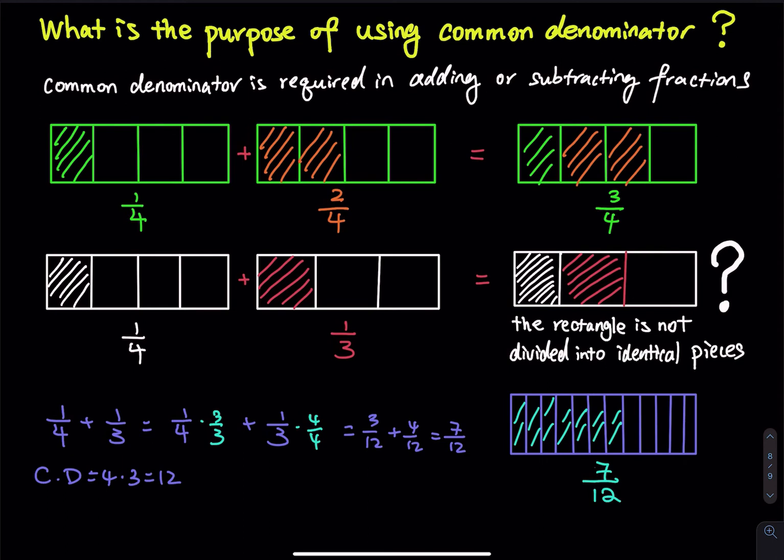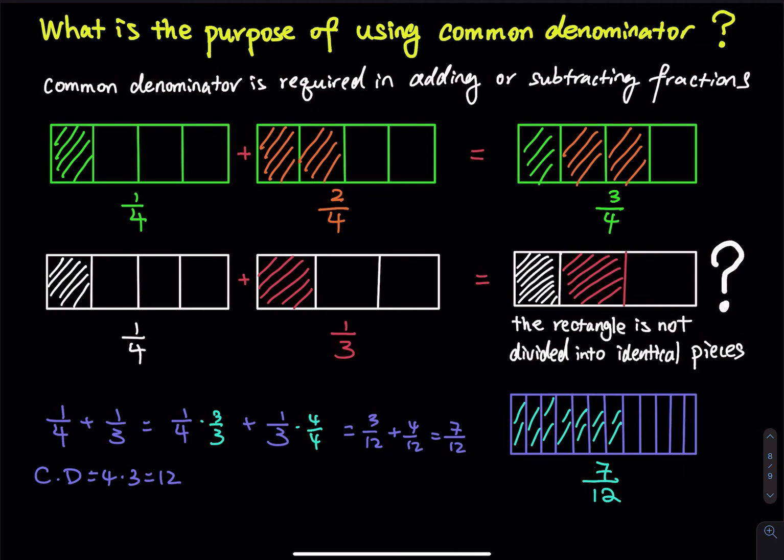So how about 1/4 plus 1/3? In the next example below the green, for 1/4 you have a rectangle, break it down into 4 identical pieces, and you grab 1. For 1/3, you have a rectangle, break it down into 3 identical pieces, and you grab 1. But when you add them, 1/4 plus 1/3, what should I do?